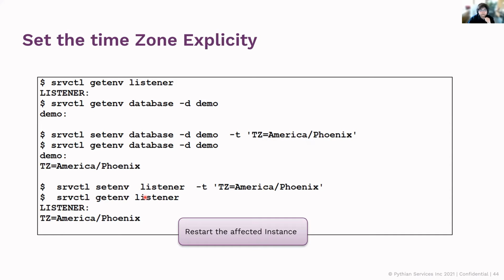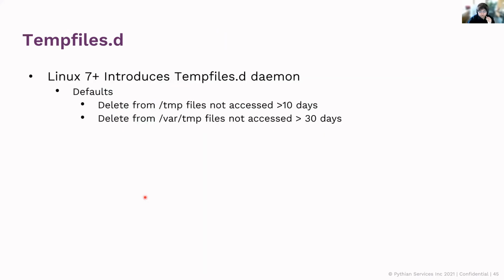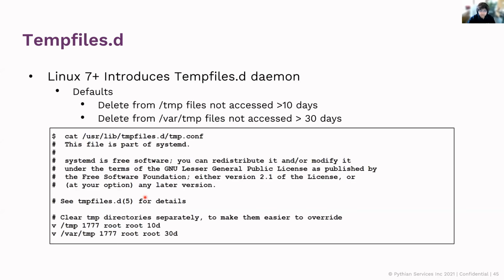The next thing that we want to be a bit careful about would be your tmpfiles.d. Linux 7 introduces the tmpfiles.d daemon. This is basically for housekeeping of your temp files. It creates, manages, and deletes files that are not in use. By default, it is designed to delete files from tmp and var tmp, and these are the retentions, as you can see in the configuration file.